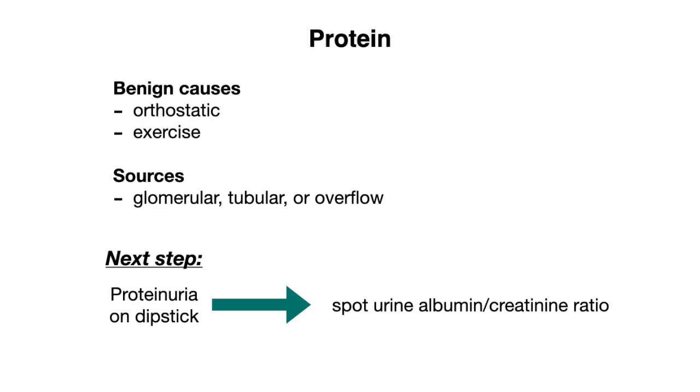Some of your more concerning causes of proteinuria indicate that there is kidney damage, and this can be either in the glomerulus as well as the tubules. And there's also overflow disorders, which is where you have increased protein concentrations in the bloodstream, and this overflows into the urine. So think of multiple myeloma in this case. And just keep in mind that whenever we do have proteinuria on dipstick, we do need to confirm the presence of the protein as well as the concentration of it if it is present. And this is done with a spot urine albumin creatinine ratio.